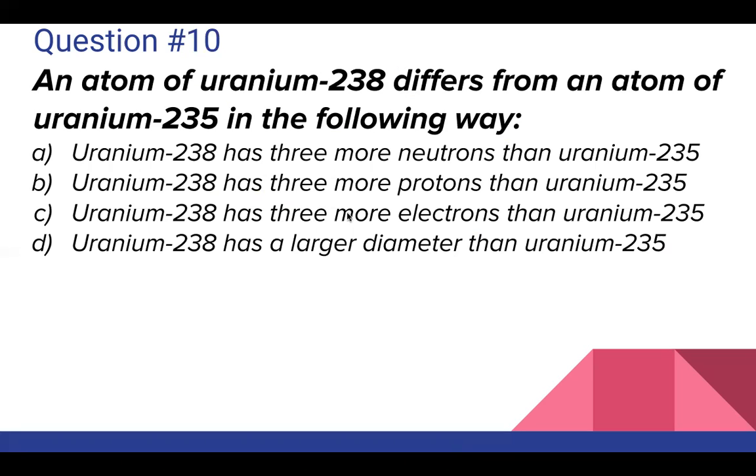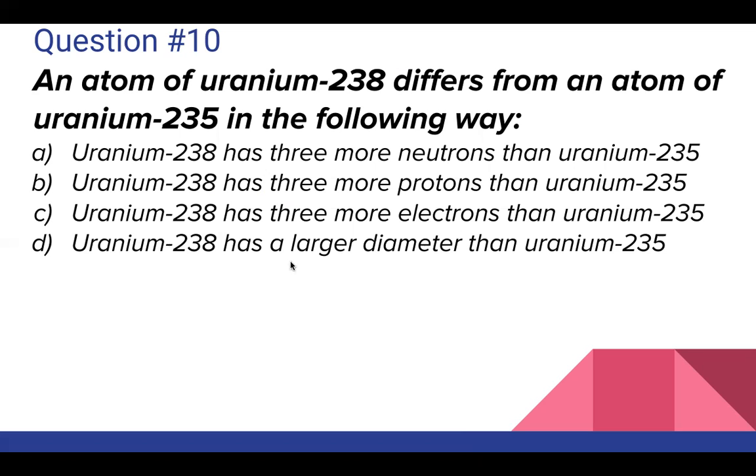Uranium-238 has 3 more electrons than uranium-235. No, that doesn't sound right. That would change the charge, but that should not change the atomic mass, because again, the mass of electrons is negligible, so it should not affect the atomic mass. So that doesn't sound right.